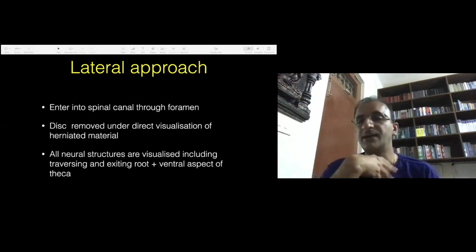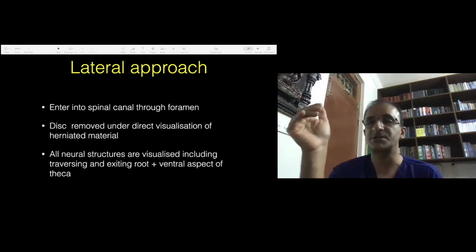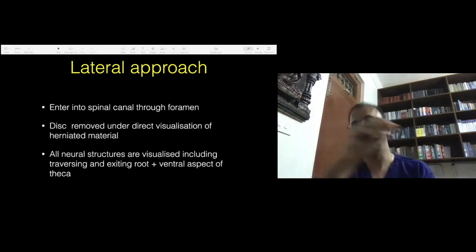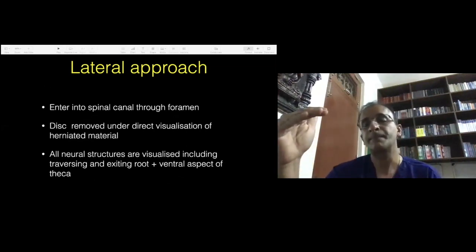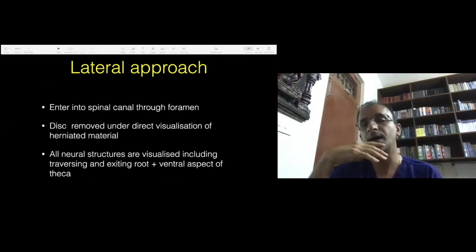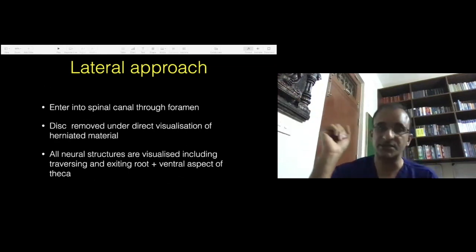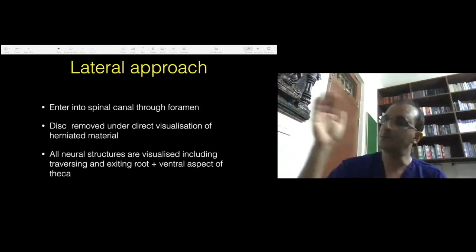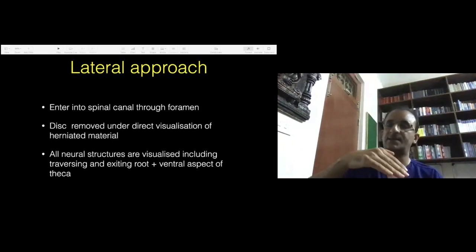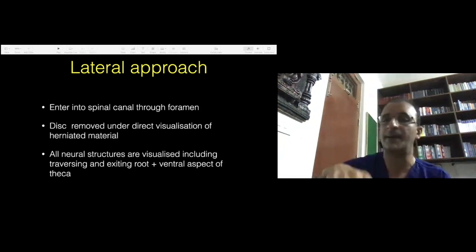Now, why have I shifted to the lateral approach and why not posterolateral? For me, the lateral approach, because I want to see neural structures as much as possible when I'm doing the procedure. I want to see that my traversing root is free, my ventral part of the theca is free, and I would not be very happy not seeing the neural structures. So that's one. And because I'm entering into the spinal canal, I'm not entering into the disc. I'm entering into the spinal canal through the foramen.